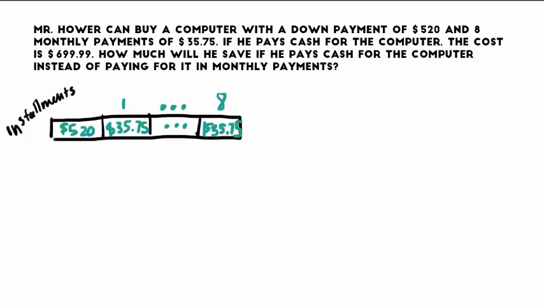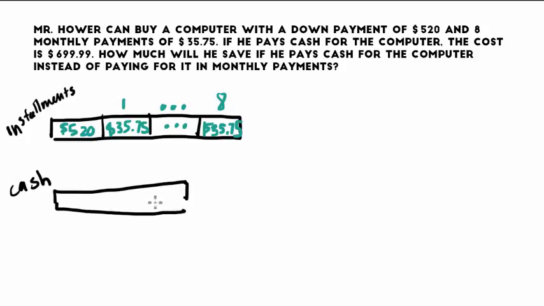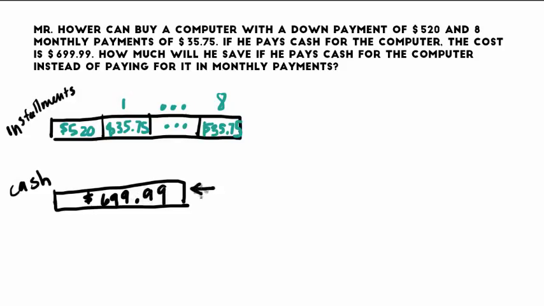And then we have another tape diagram that says if we pay cash. So if he pays cash, it's going to cost him $699.99. And then the question becomes, how much is he going to save? Now we know he's going to save with the cash, but how much is he going to save? What's going to be the difference?